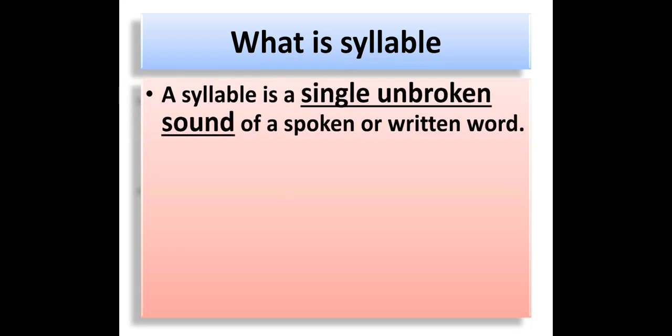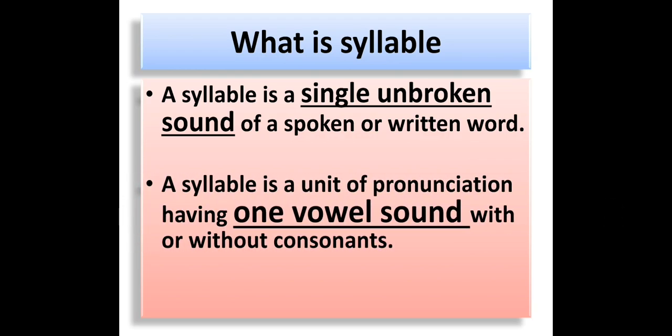A syllable is a single unbroken sound of a spoken or written word. A syllable is a unit of pronunciation having one vowel sound, with or without consonants. So in short, a syllable is a single unbroken sound and it has at least one vowel sound.